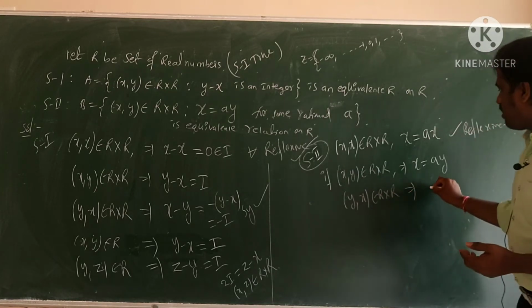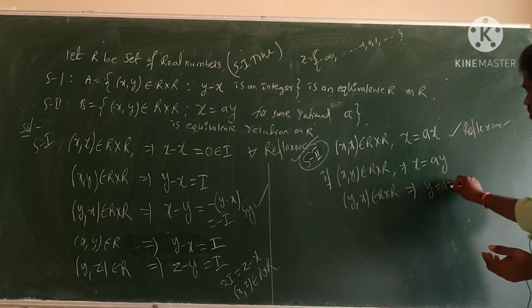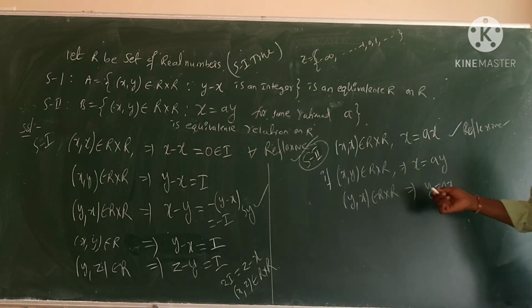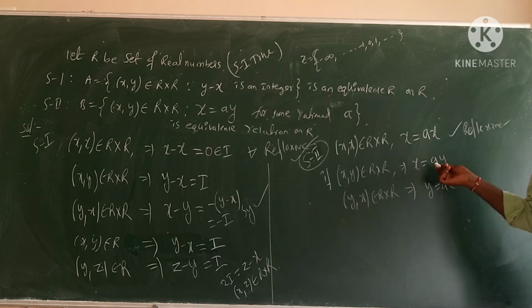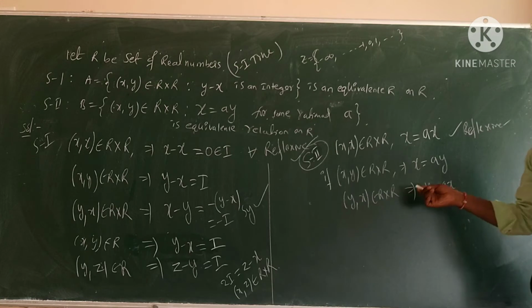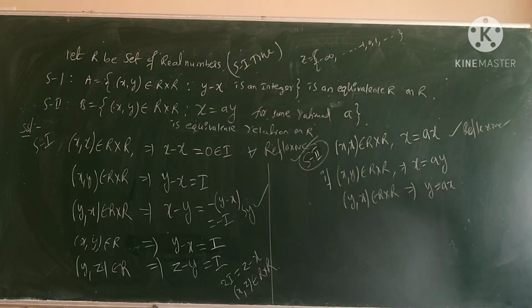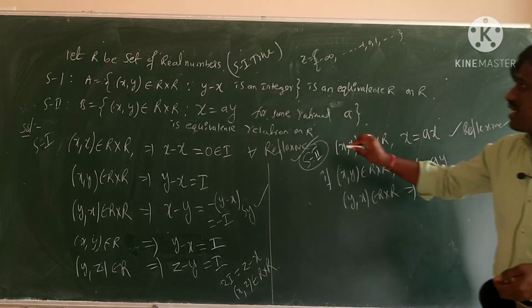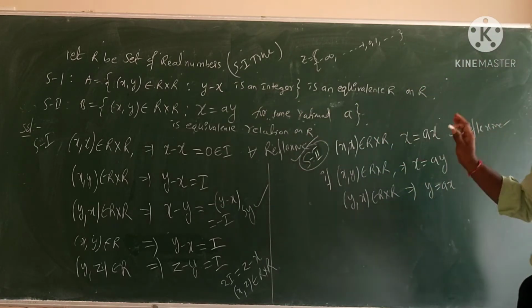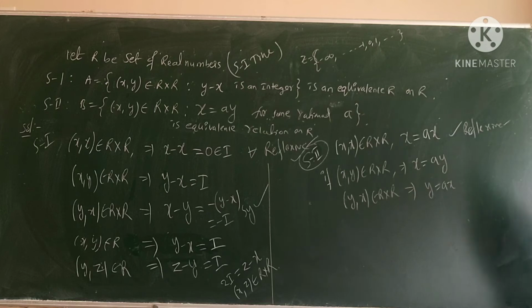then if I get y is equal to a times x, is this possible or not? See, (x, y) belongs to R cross R, then I am writing x is equal to ay. If I take (y, x), then y is equal to ax. So is this possible? It says that for some rational number a, it should exist. Is it possible or not? Yes.